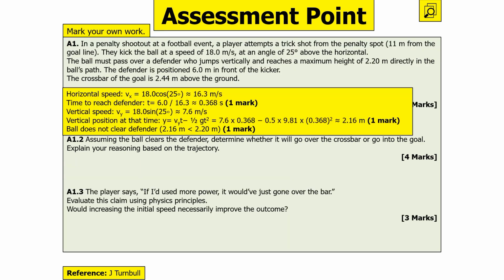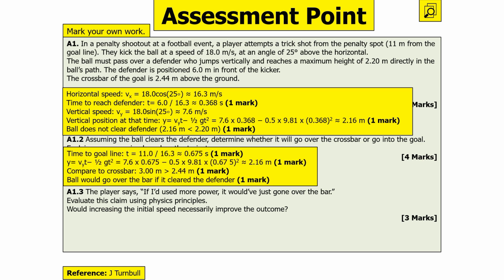Right, in this first one, our horizontal speed is going to be 18 cos 25 when we consider our angle, so 16.3 meters per second. So therefore our time to reach the defender is 6 over 16.3, so it's going to be 0.368 seconds. The vertical speed is 18 sin 25, so it's 7.6 meters per second. The vertical position at that time we can then work out to be vt minus a half gt squared, because we're getting gravity pulling it down. So therefore 7.6 times 0.368 minus a half times 9.81 times 0.368 squared. So it's 2.16 meters. So the ball does not clear the defender, who is 2.2 meters in height.